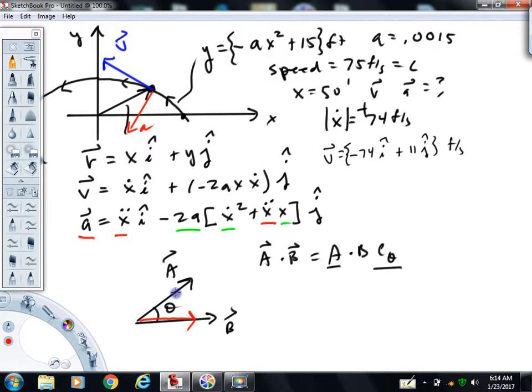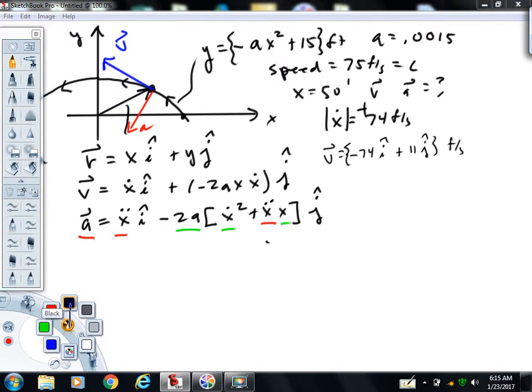If these vectors made a right angle, A would not have a component in the direction of B. So anytime two vectors make a right angle, their dot product has to be 0. That's the fact I'm going to use here to write another equation. I'm going to take the acceleration vector and dot it with the velocity vector. And that dot product has to give 0. And that's going to allow me to write another equation to solve this system. So we're going to get rid of this.